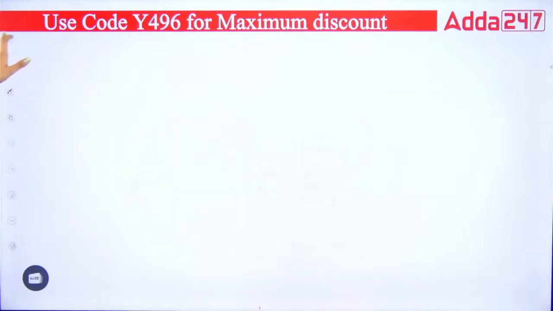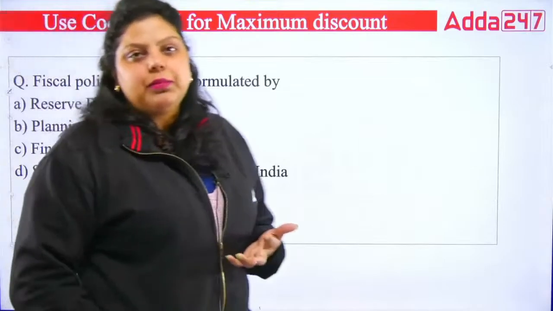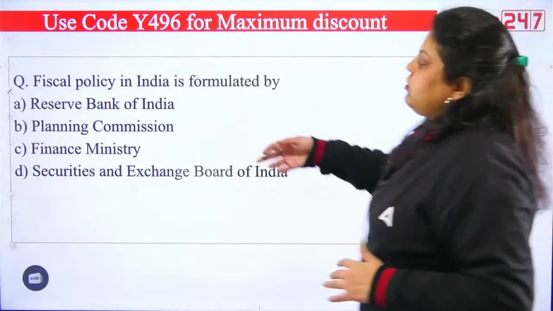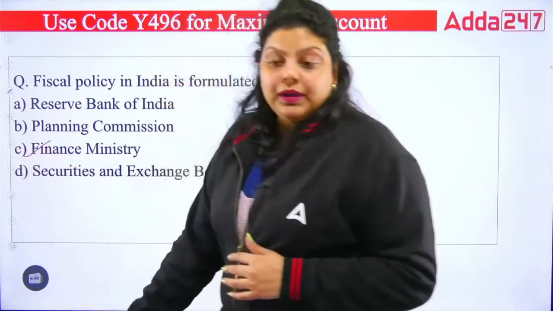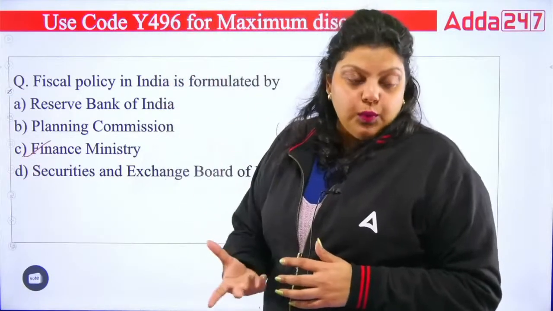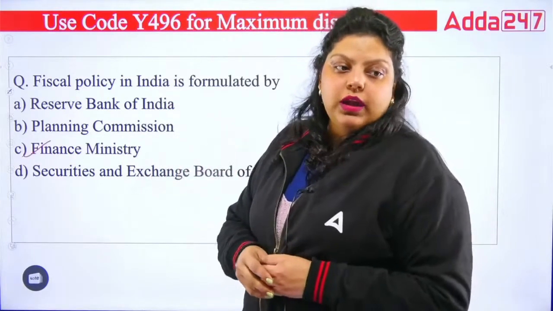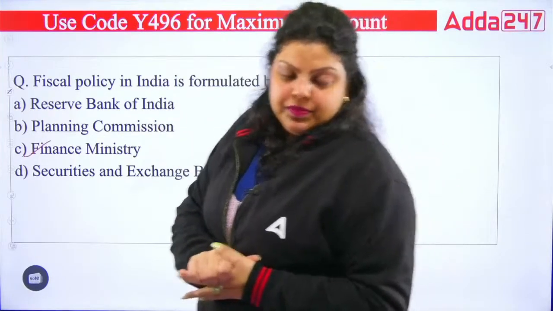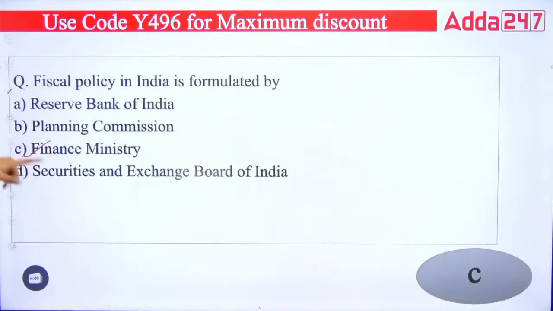Now, the next question we are talking about here is fiscal policy in India is formulated by. And that's a very simple question we have just discussed. Fiscal policy is Government of India's policy and it is actually formulated by the Finance Ministry. It means C option. Ministry of Finance formulates the fiscal policy. Your right answer will be C. Okay. So, fiscal policy in India is formulated by Finance Ministry, Government of India. And always remember the budget will be presented by the finance minister only. So right answer will be your C.